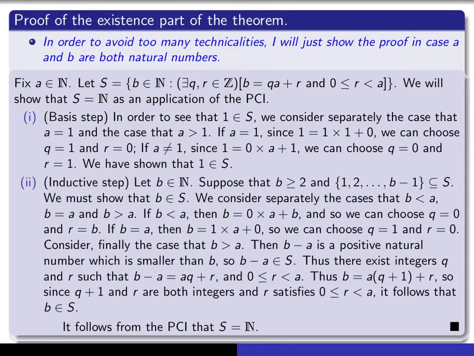Now we come to the inductive step. We give ourselves a natural number b, and we suppose that b is bigger than or equal to 2, and all of its predecessors lie in S.